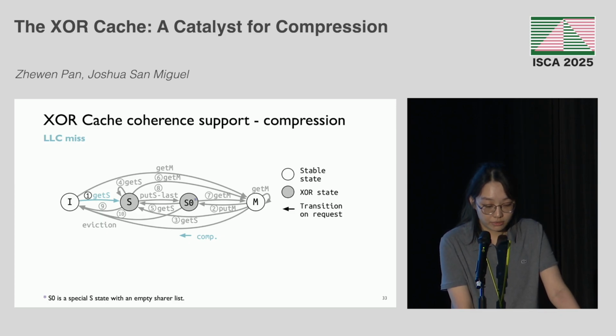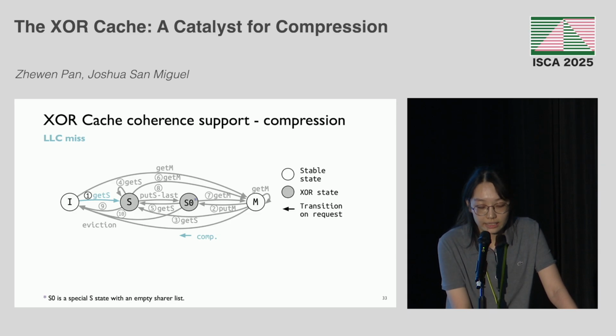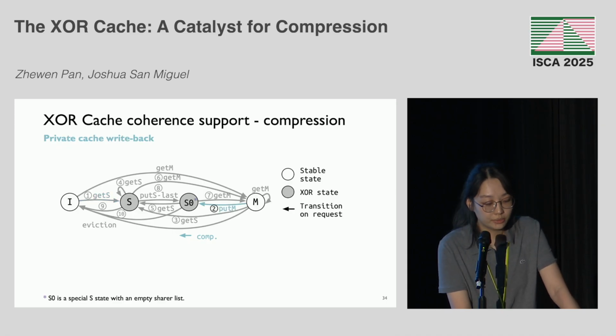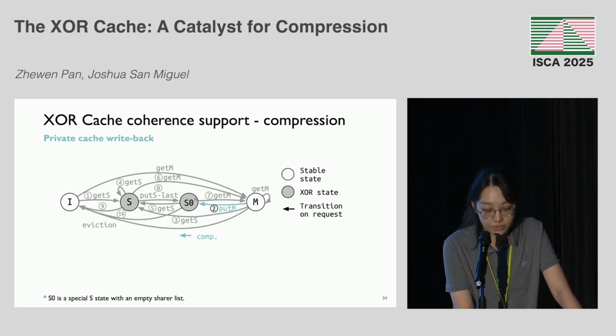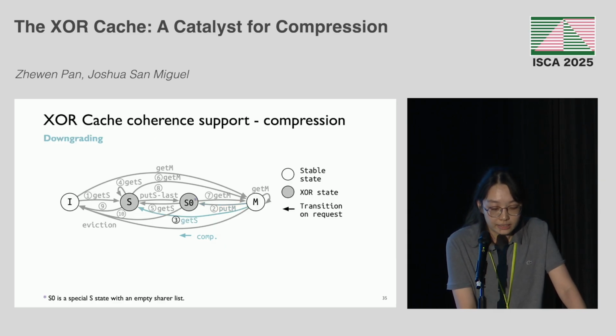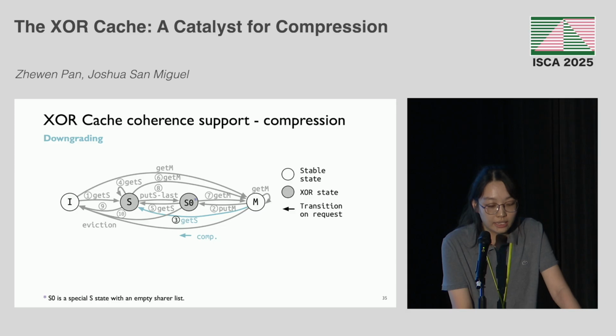For example, on edge number 1, when servicing an LLC miss, the line transitions from I to S. This line can find another line to collocate. On transition number 2, when private cache writes back its dirty line, this line can also try to find another one to XOR with. On transition number 3, when LLC downgrades a line from M to S, the up-to-date line from private cache similarly writes back to LLC. It can also find another one to XOR with.